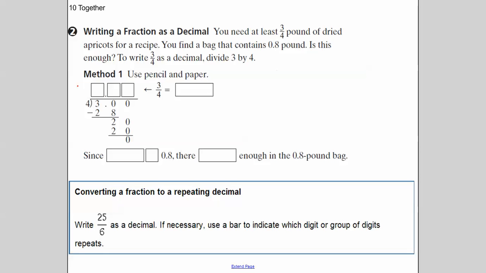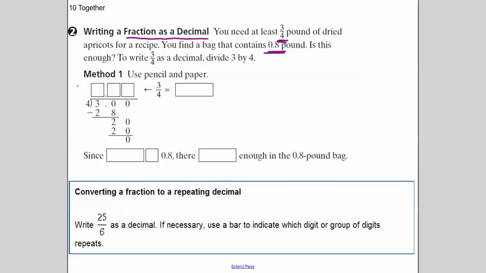Now we're going to do the opposite, and we're going to write a fraction as a decimal. So why do I need to do this? If I'm given something in a decimal and something in a fraction, it's like I'm comparing apples to oranges right now. I want to compare apples to apples. So I need at least 3/4 of a pound of dried apricots for a recipe. I find a bag that contains 8/10 of a pound. I want to know, is this going to be enough? So we're going to change 3/4 into a decimal.